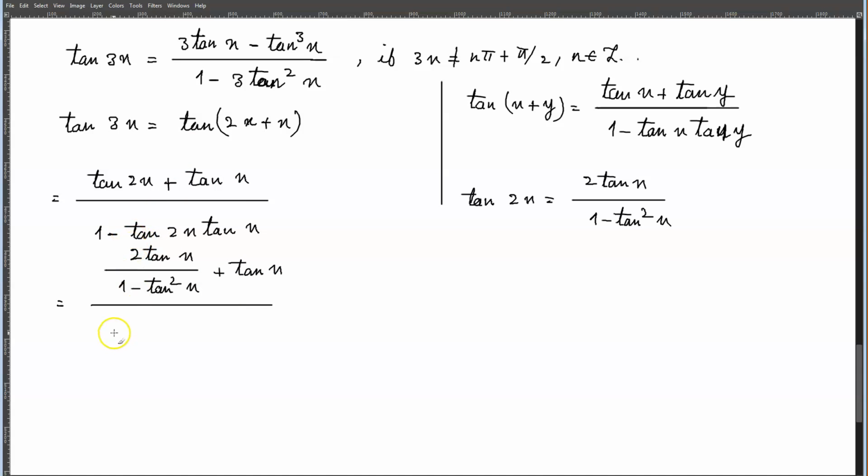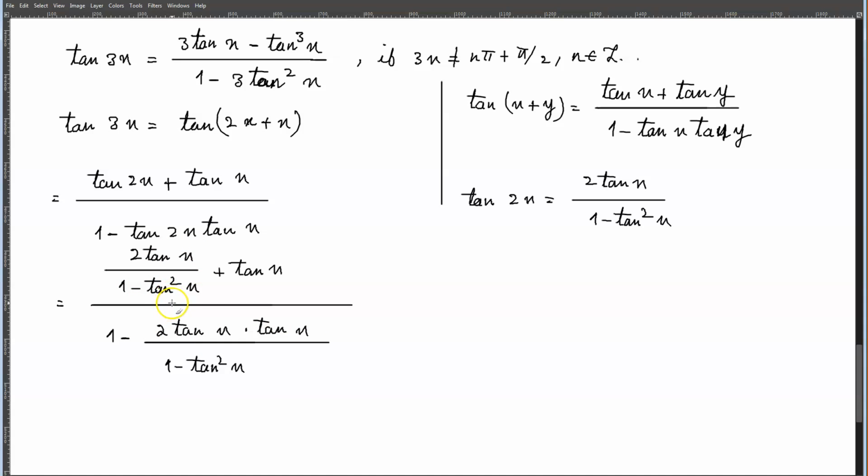and 1 minus, and you have tan of 2x, which is again the same thing here. So you have 2 times tan x over 1 minus tan squared x, and you need to basically multiply tan x here as well, times tan x. Right? So that is basically what we have.